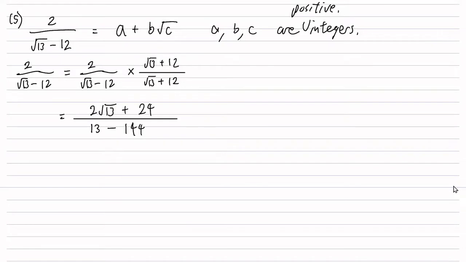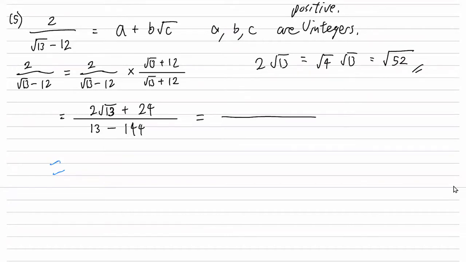Okay, 2 square root 13 you can't do much. I think it's quite simple already. Of course, if you want, you can rewrite as square root 2 square, which is square root 4. Then both got square root, then you can combine. 4 times 13, 52. I think 2 root 13 is fine. Simplify 13 minus 144. What do you get? Negative 131. Then 2 root 13 plus 24.